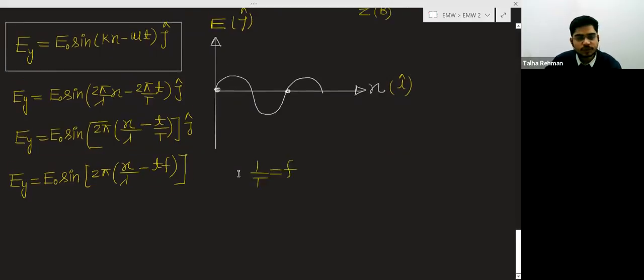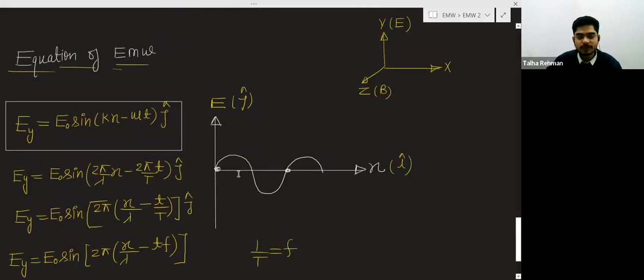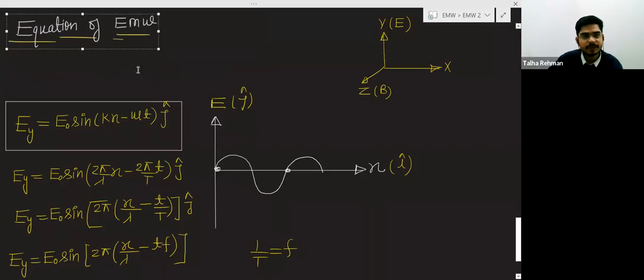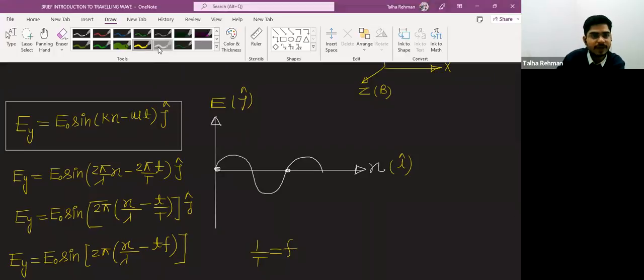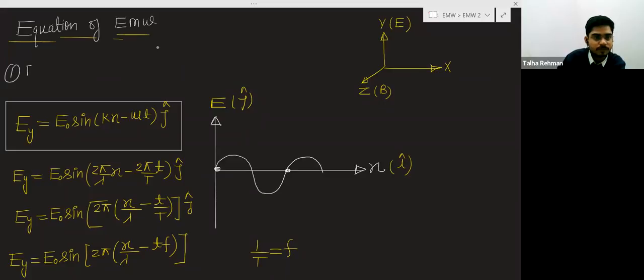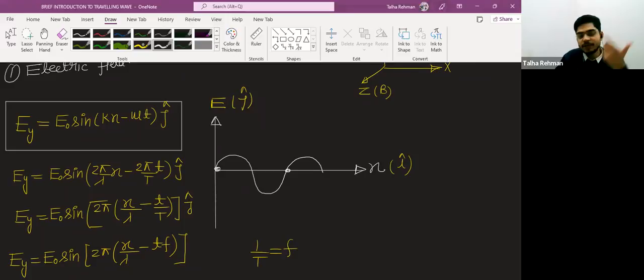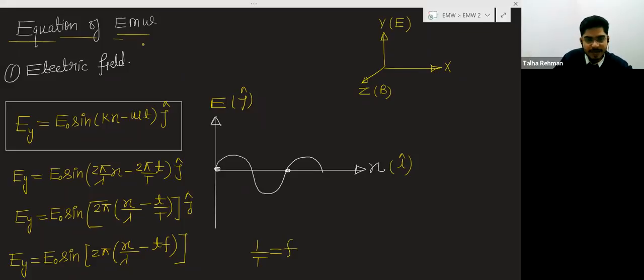Now this is the equation of the electric field. Basically, in an electromagnetic wave we have the electric field and the magnetic field. So this is the equation of how the electric field vector oscillates. Here E naught is the maximum value of the electric field, or amplitude of the electric field. So the electric field will vary like this.